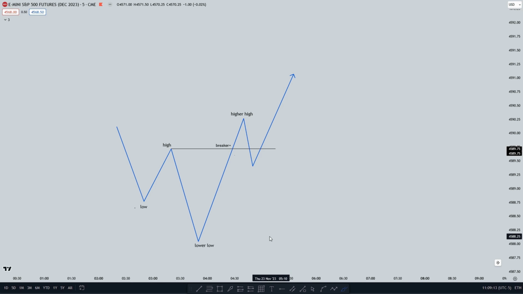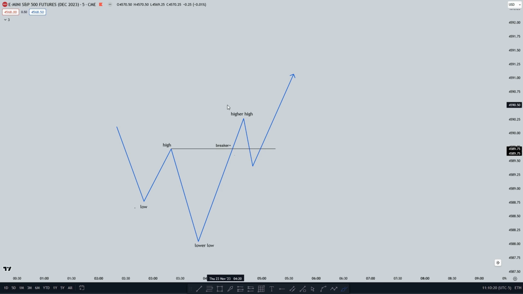Something that you want to add to your notes is if you don't make a lower low from the low-high range, as you see, if we don't make this lower low, we can't be anticipating a breaker model. It's also the same with the higher high, because if we don't form a higher high from the lower low, we also couldn't anticipate a breaker model.